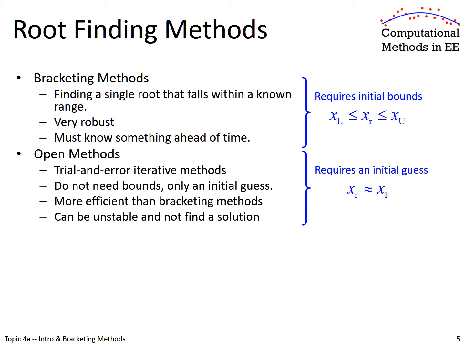Open methods work differently. They don't have the upper and lower bounds. They have just an initial guess. And it's an iterative algorithm that successively improves on that until that guess closes in on exactly where the root is.